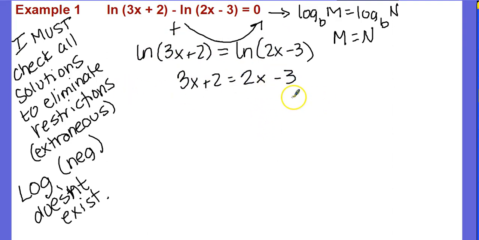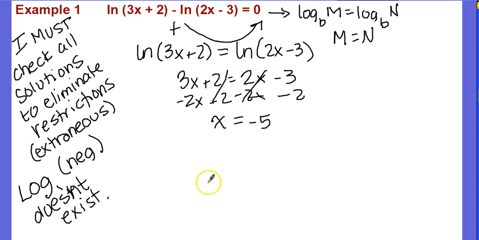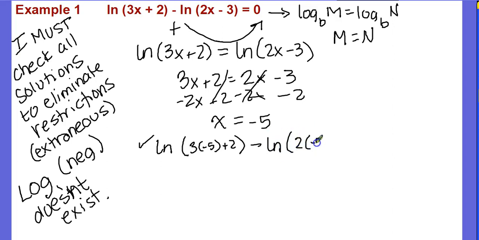And I can solve that basic linear equation very quickly, subtracting 2x from both sides, subtracting 2 from both sides, right? We get x equals -5. Okay. So before we walk away from it and say that our solution is -5, we have to make sure that when we plug this -5 in here, we don't create a situation that's restricted. So we're going to do our check. Are you ready? The natural log. You guys have room over on the right, I think. Okay. So the natural log of 3 times -5 plus 2 minus the natural log of 2 times -5 minus 3 should equal 0.